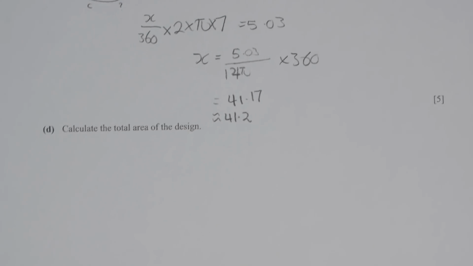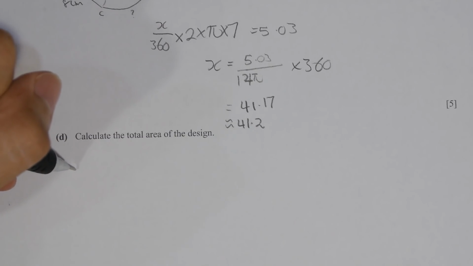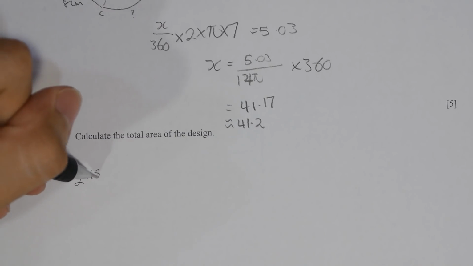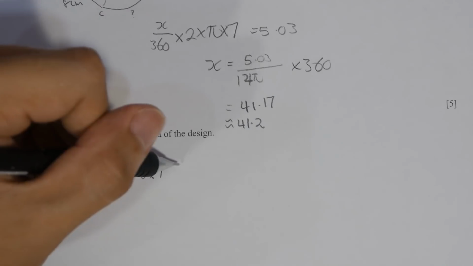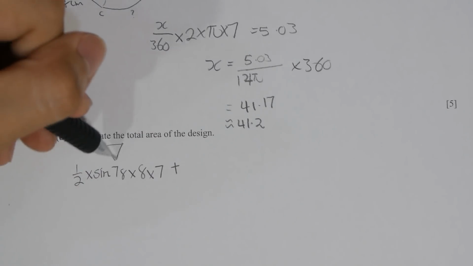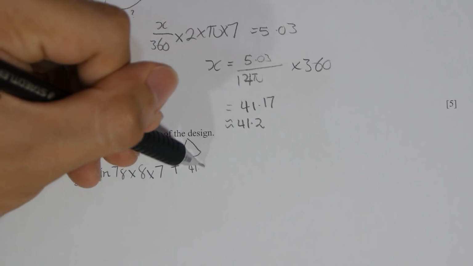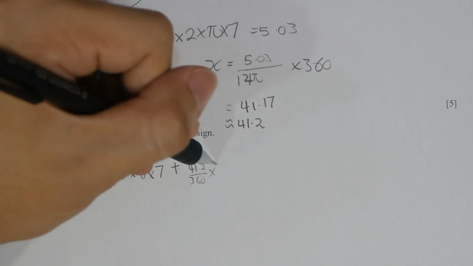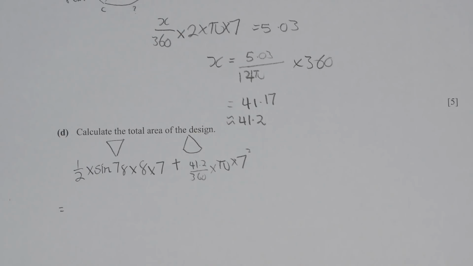For you to find the total area of the design, all you need to do is to use half ab sine C to find the triangle part. And for the partial of the circle, simply use 41.2 over 360 times pi r squared to get 45.01 as the final result.